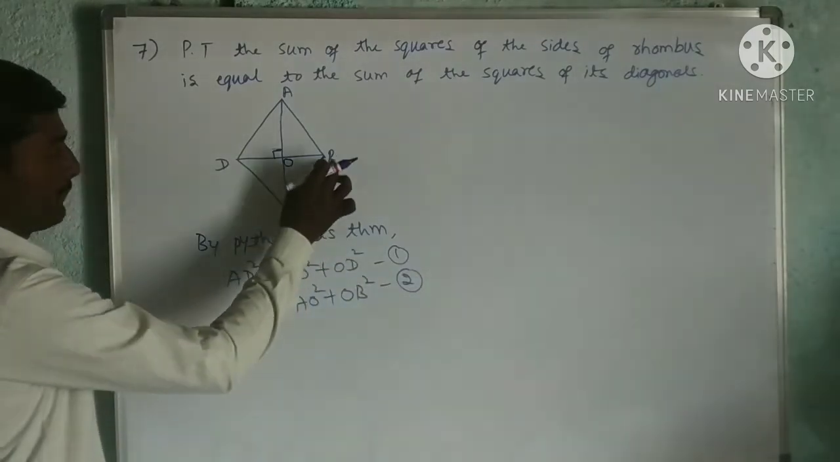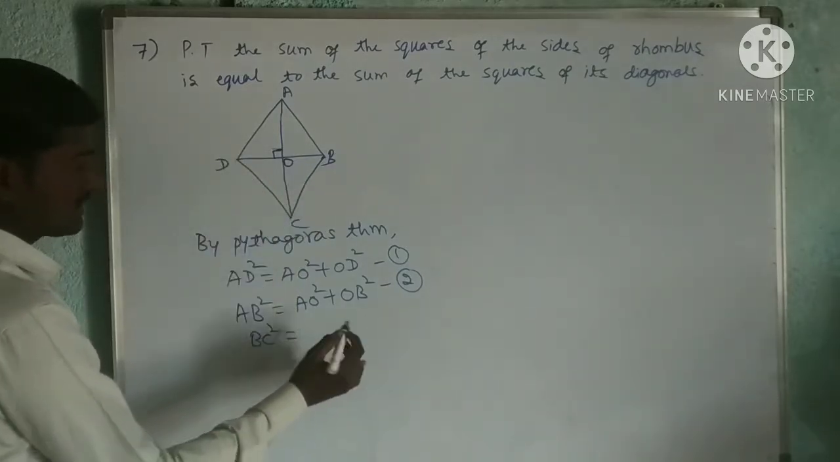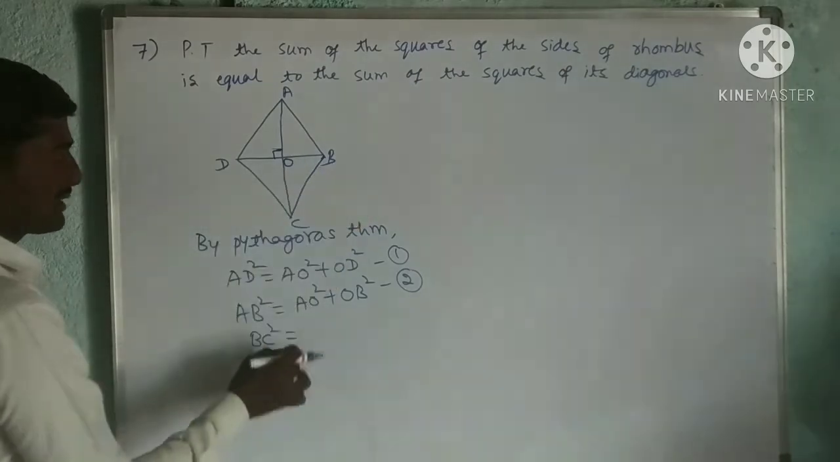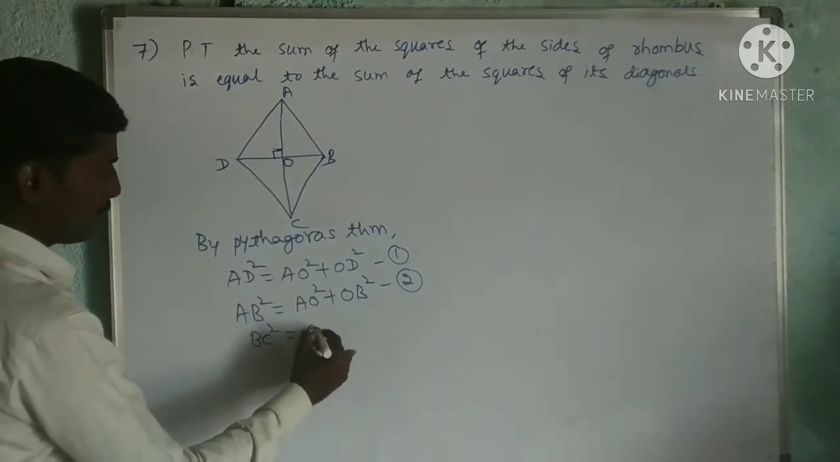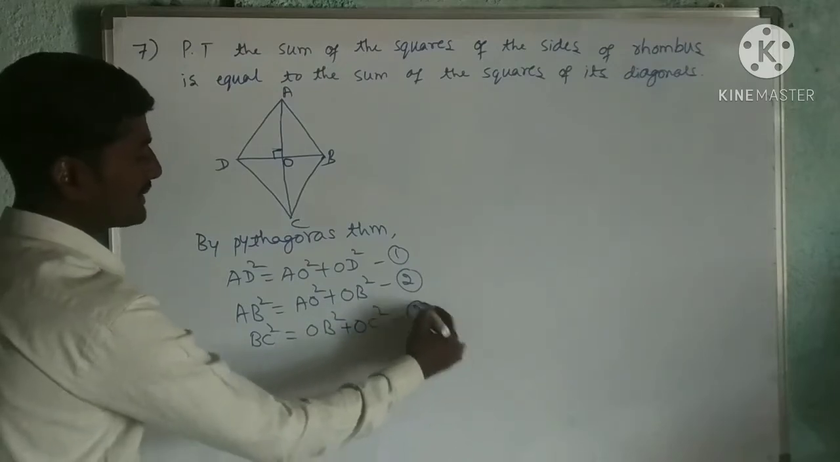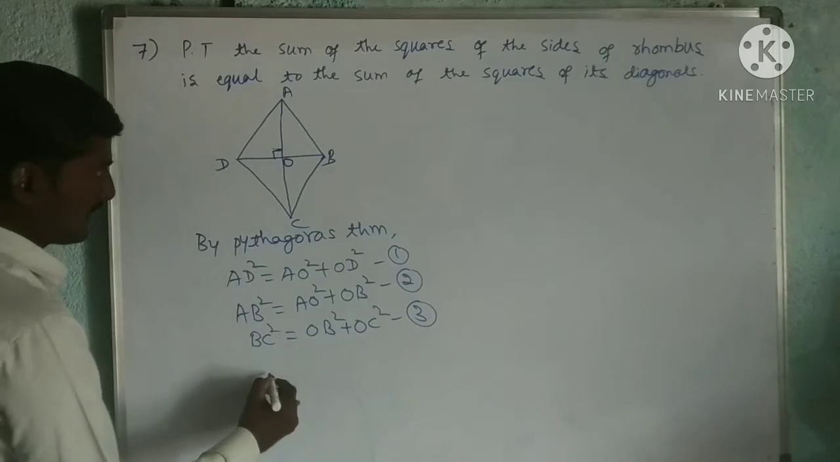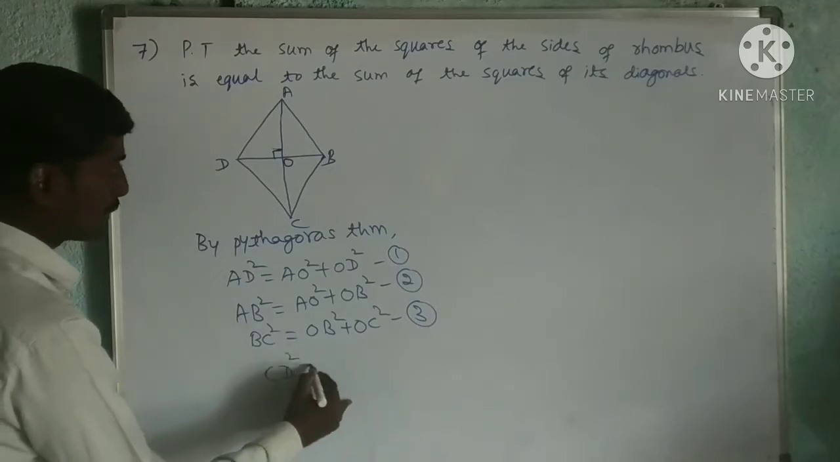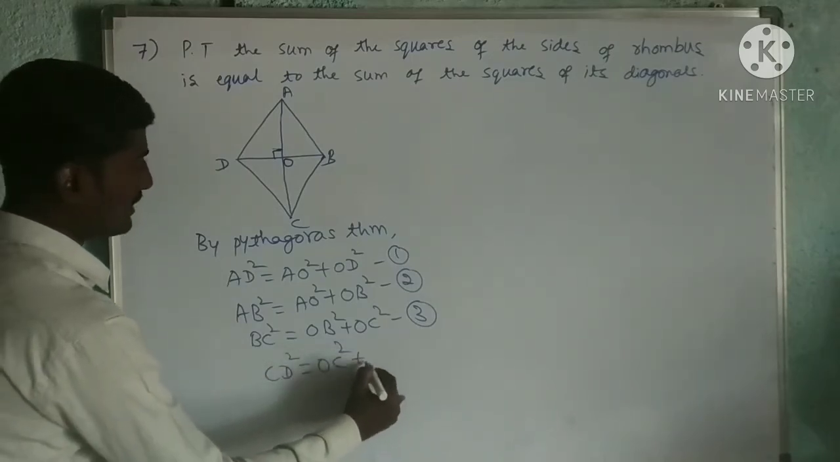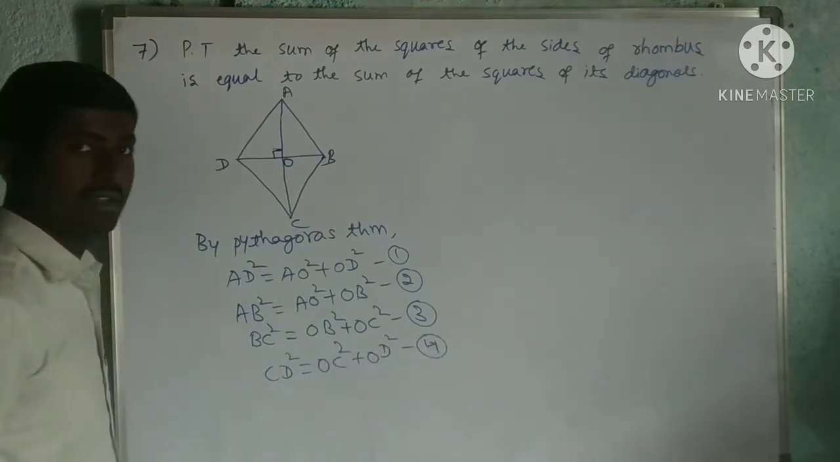Then I will go for BOC. BC is the hypotenuse. BC square is equal to OB square plus OC square. This is equation number 3. Next, this triangle COD. That is CD square is equal to OC square plus OD square. So this is equation number 4.